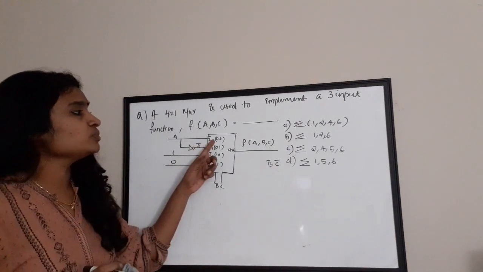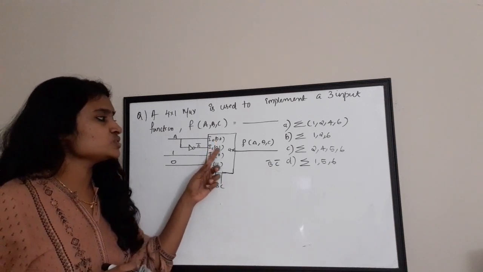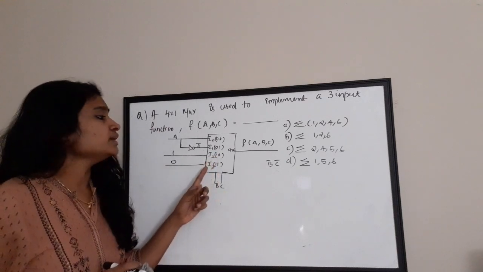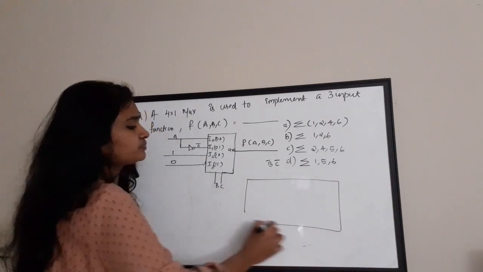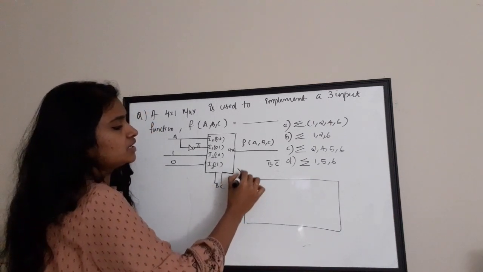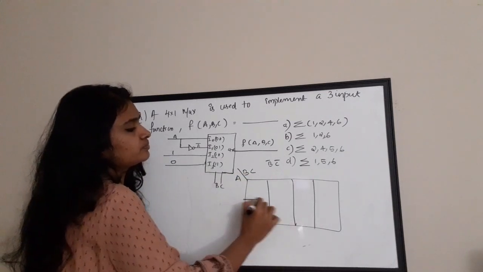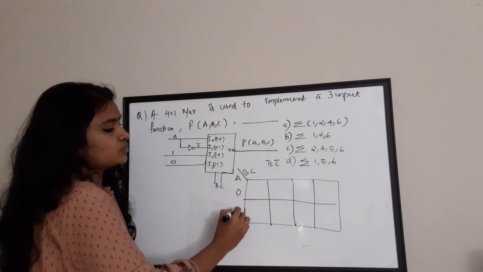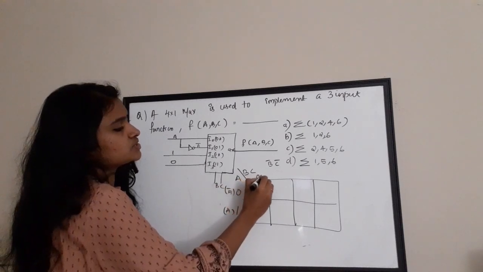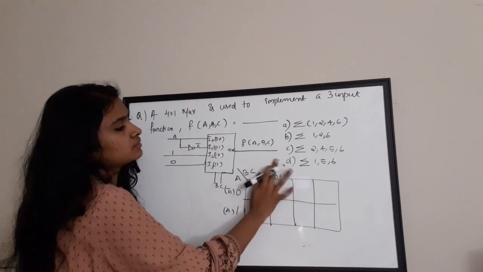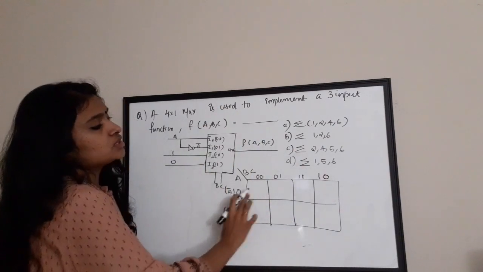That is, your I0 input corresponds to B bar, C bar or 0, 0. I1 corresponds to 0, 1. I2 corresponds to 1, 0. And I3 corresponds to 1, 1. Now, if you draw a 3-bit K-map, how will it be? A, B and C. This is a 3-bit K-map. This is 0 and 1, which corresponds to A bar and A. And this is 0, 0, 0, 1, 1, 1 and 1, 0.